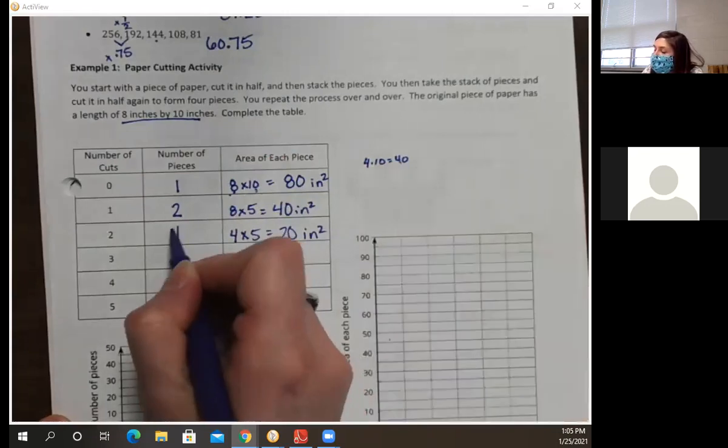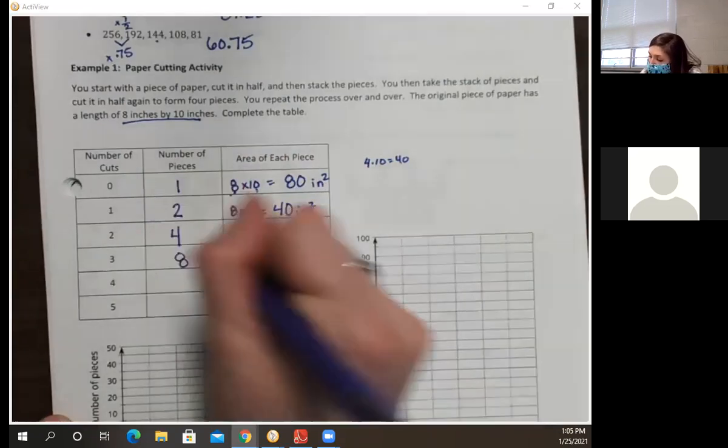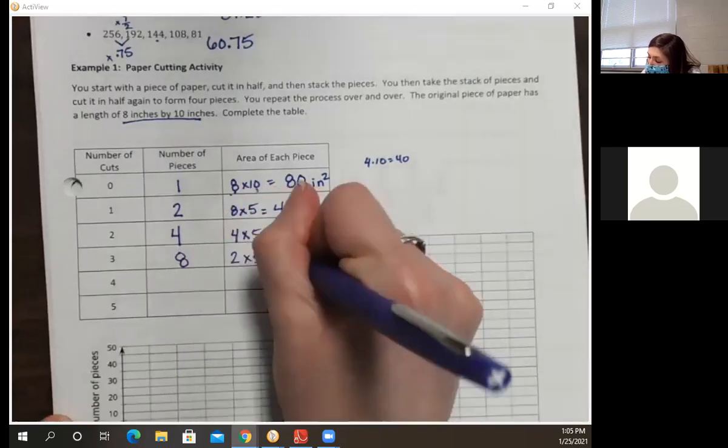And then I stack up these 4 pieces of paper and I cut them again. So how many pieces would I have now? 8. And again, I'm going to cut the even side in half. So that would be 2 times 5 for my area.